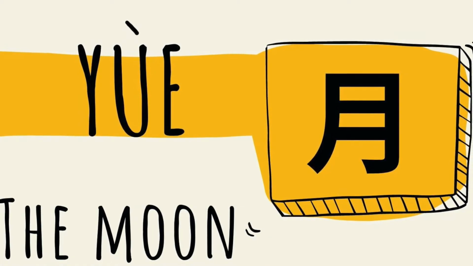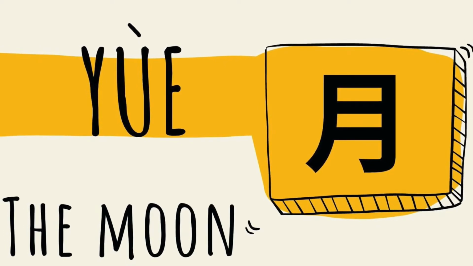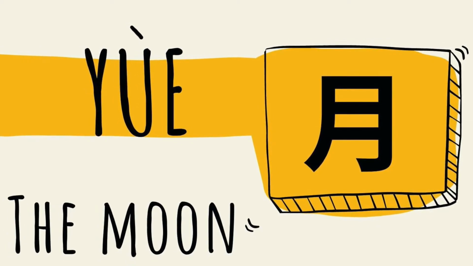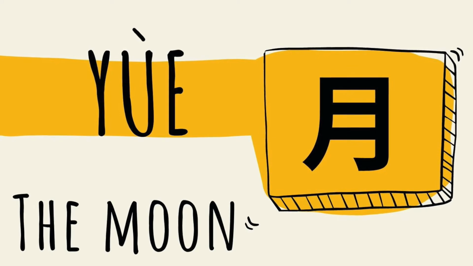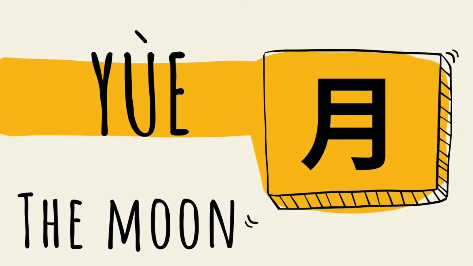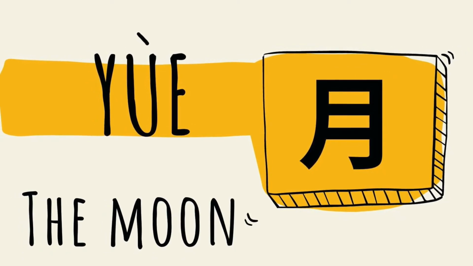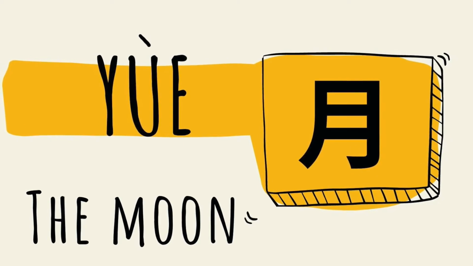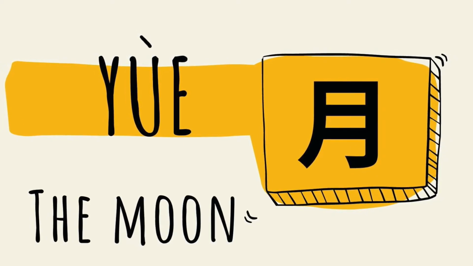The character we're learning today is 月, which is the moon. It also means the month. So in Chinese, we think of the month as when the moon goes around once. So the word for moon and the word for month is 月.